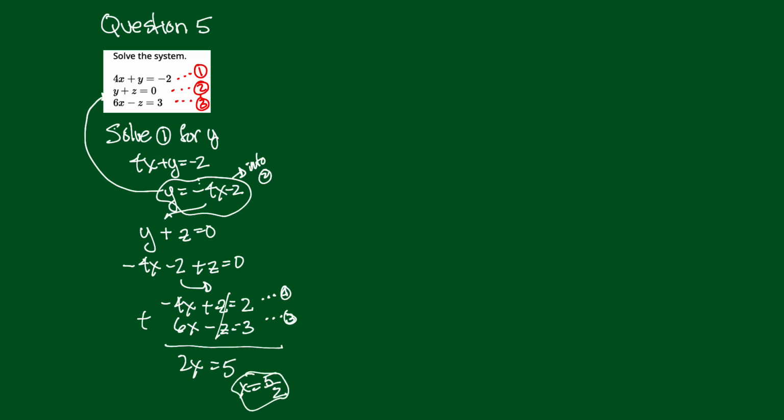All right, so I know what x is. If I take that x, that 5 halves, now follow it all the way up to the top. If I put that right in here, I can get y. Right, so here's what I'm doing. I'm going to put this into equation 1. So here's equation 1. I'm up at the top. Equation 1 is this. 4x plus y is negative 2. But x, I know now, is 5 halves. Plus y is negative 2.